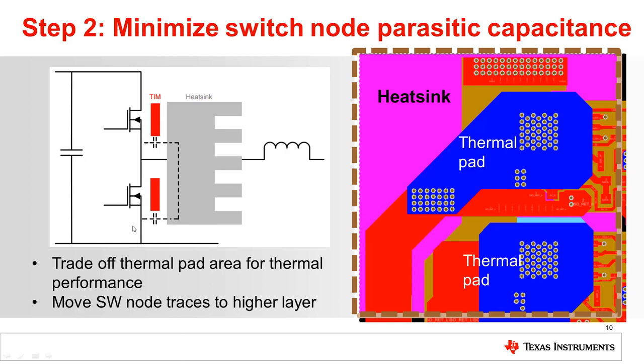For smaller capacitance between the switch node and the heatsink, we generally want to limit the area of the thermal pad. This is trade-off between the heat dissipation and switch node parasitic capacitance, which we will talk about in the next slide. The other general guideline is to move the switch node traces to a higher layer, which increases the distance between the two and in turn reduces the switch node capacitance.